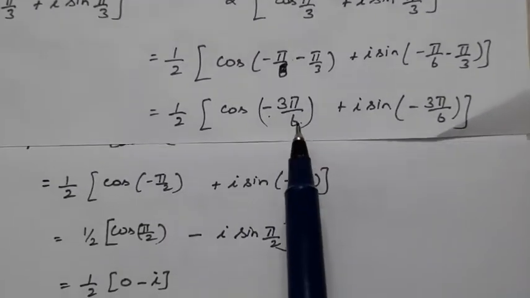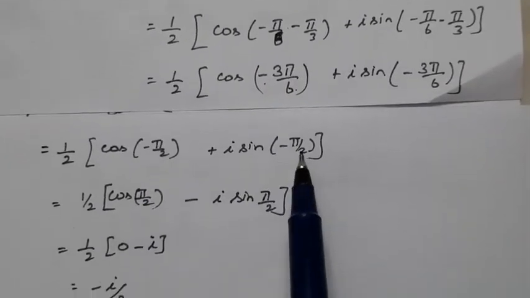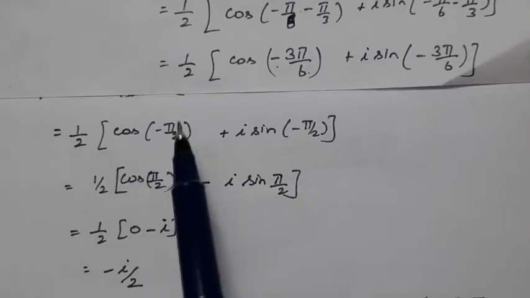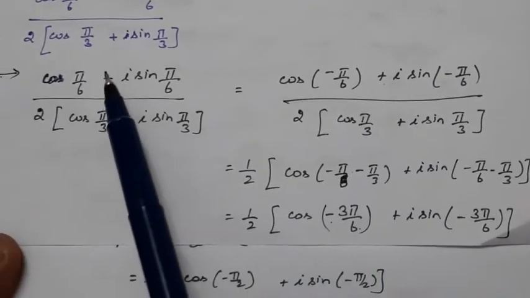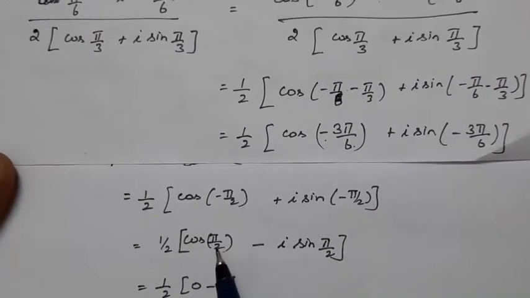Okay. So what is minus 3 pi by 6? The 3 and 6 get cancelled. Minus pi by 2 plus i sin minus pi by 2. Again, retrace the previous step here. What we did in order to get this is that the minus should be moved to the angle. Here the same thing: cos of minus pi by 2 is cos pi by 2.